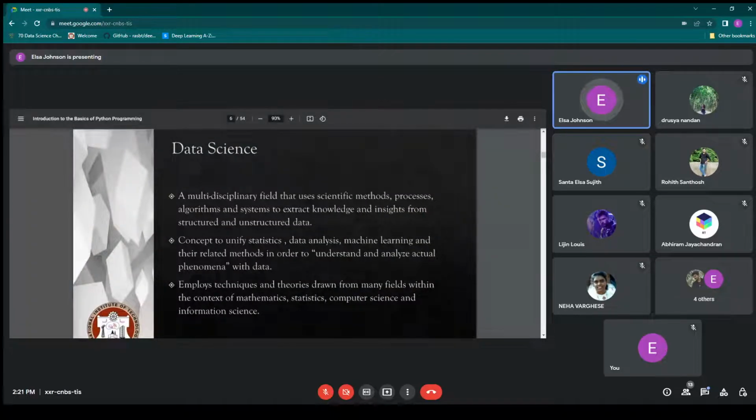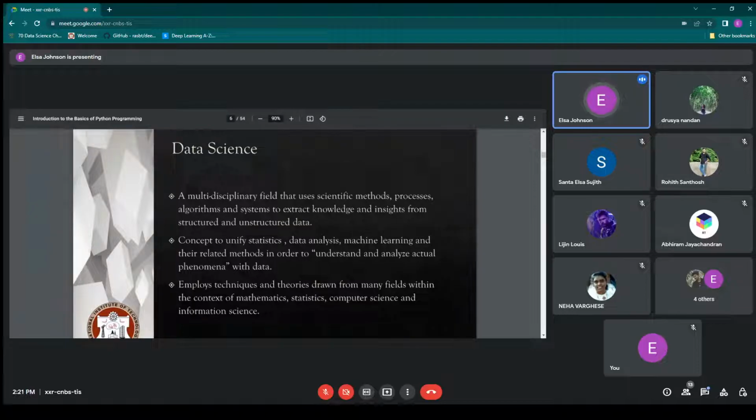So data science is a multidisciplinary field. It uses scientific methods, processes, algorithms, systems. What it does is that it extracts knowledge and insights from these different areas. The data available to you might be structured or unstructured. We'll move on to the data types at the end of this lecture.